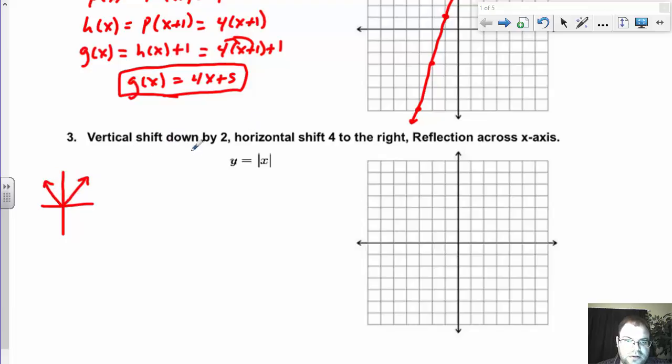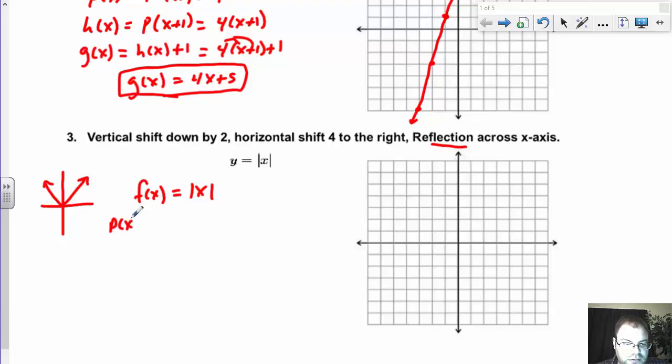Okay, so let's go ahead and write our transformations. f of x is now the absolute value of x. I've got a vertical shift, a horizontal shift, and a reflection across the x-axis. Let's go ahead and do the reflection first. The order in which we do these doesn't matter a whole lot, but let's just do the reflection first.